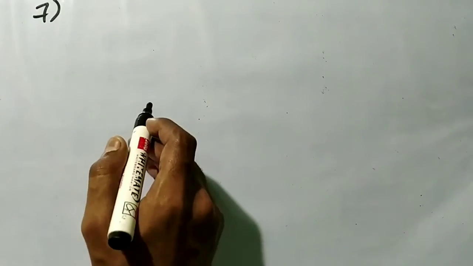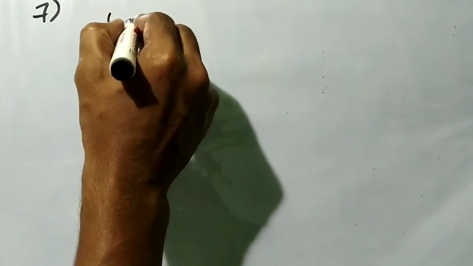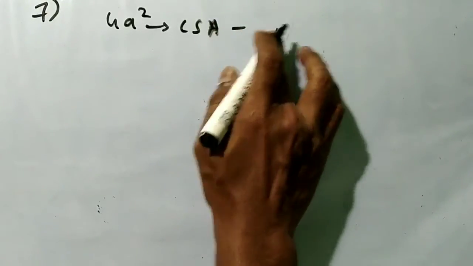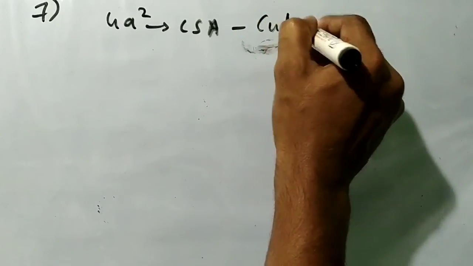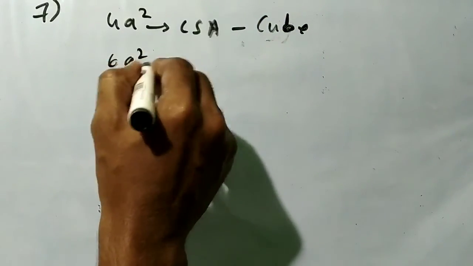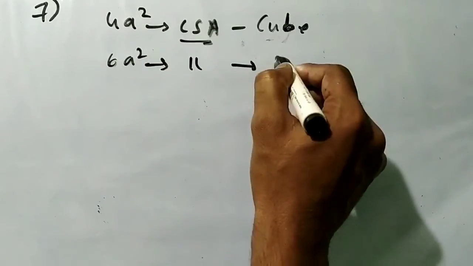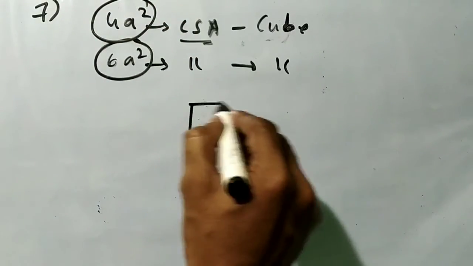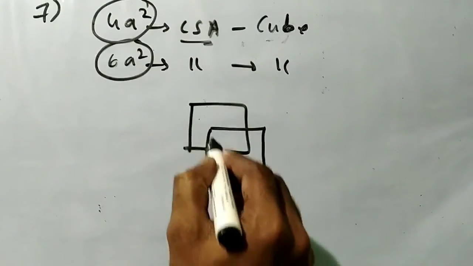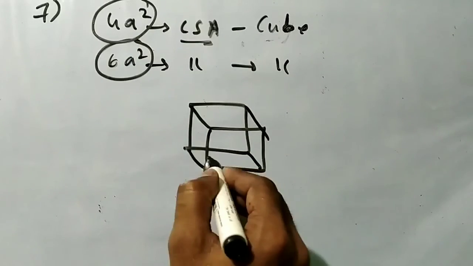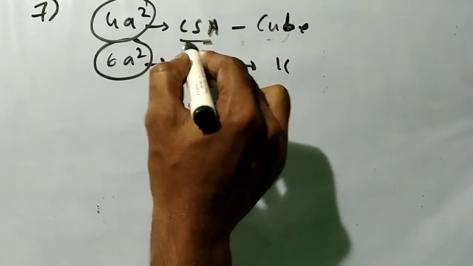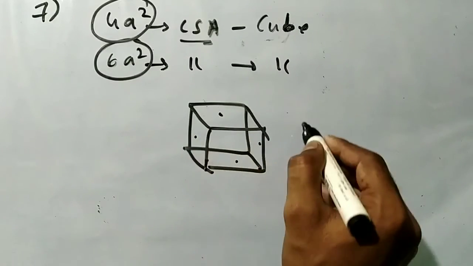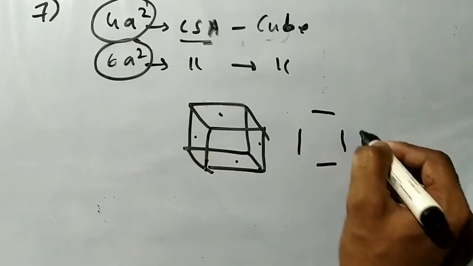If we look into the formulas, 4a square is the curved surface area of a cube, and 6a square is the total surface area of a cube. Here I will explain the difference between them. So this is a cube. If we consider only the curved surface area, these 4 sides, 1, 2, 3, 4, only these 4 are considered as CSA.